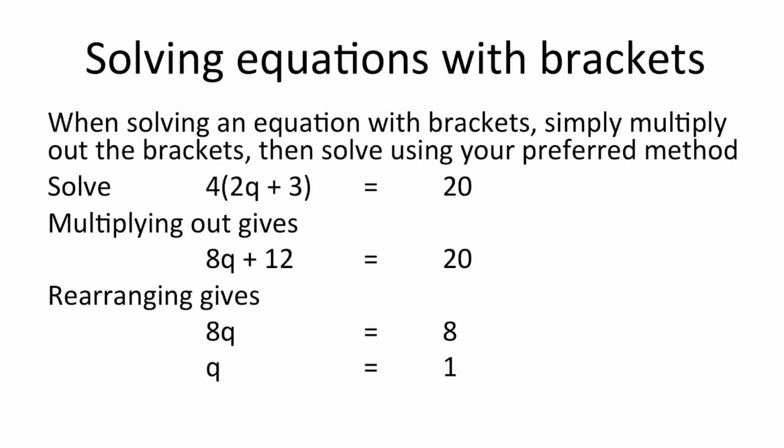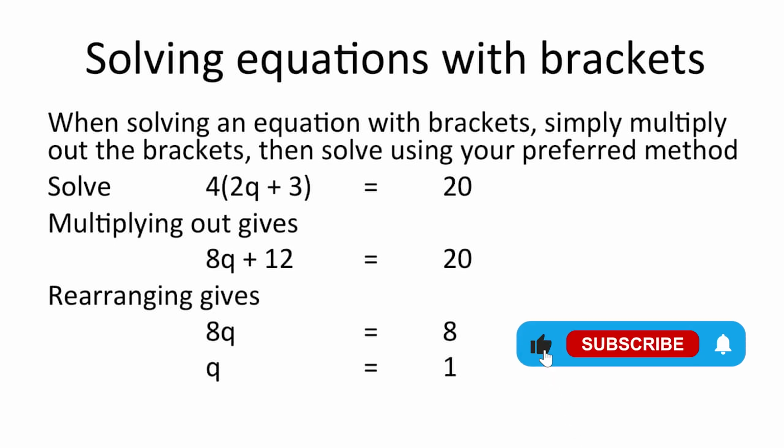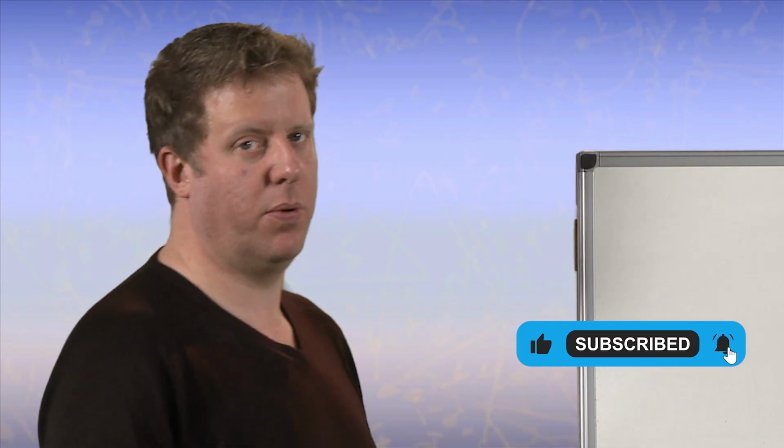When solving an equation with brackets, simply multiply out the brackets and then solve using your preferred method. So for example, if we want to solve 4 lots of 2q plus 3 equals 20, multiplying out the brackets gives us 8q plus 12 equals 20, and then we can rearrange, giving us 8q equals 8, so therefore q equals 1. So let's take a look at our first example together.